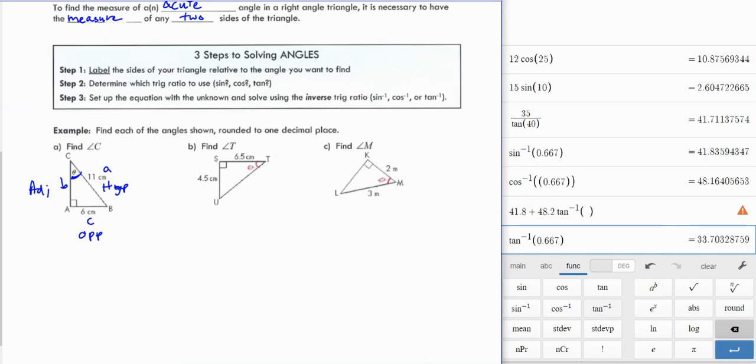So, let's check. SOH CAH TOA. Which one will I need? Well, I'm given the hypotenuse and the opposite. So which one combines hypotenuse and opposite? So I'm going to cancel these two out, right? So I'm going to pick sine theta is equal to opposite over hypotenuse.